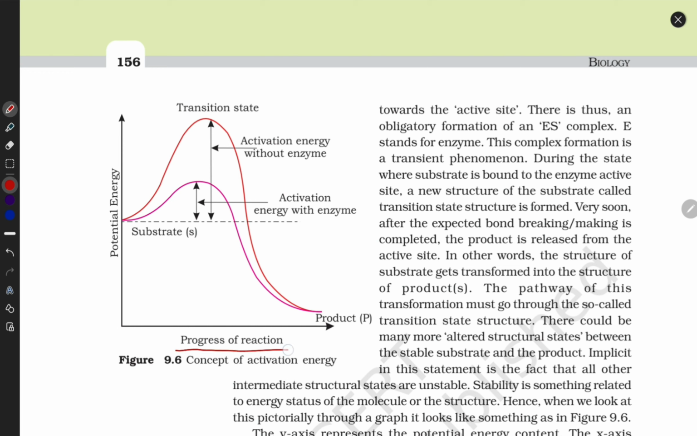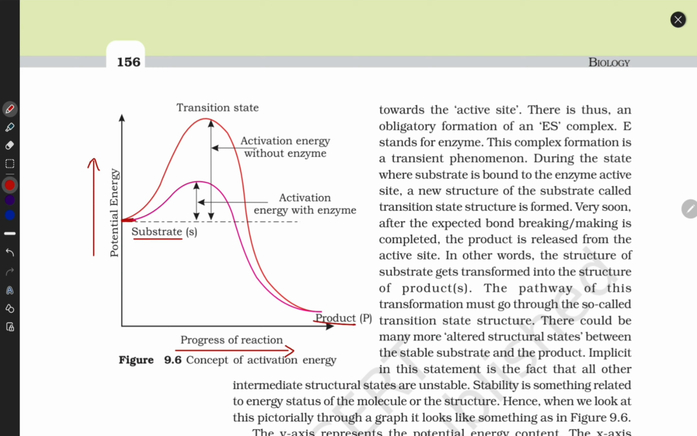Here they show the progress of reaction in this direction. Potential energy: how much energy is required? This is the substrate level. If the substrate wants to change into the product, what's going on?